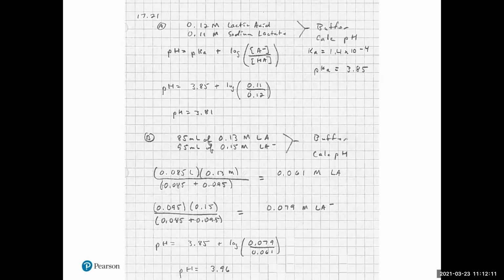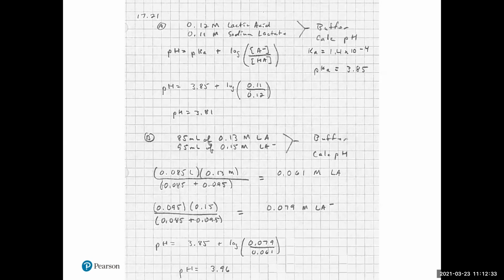So we want to know the Ka and the pKa values. The Ka value is 1.4 times 10 to the minus 4. That's the acid dissociation constant for lactic acid. If we take minus the log of that, that's pKa, and that value turns out to be 3.85.